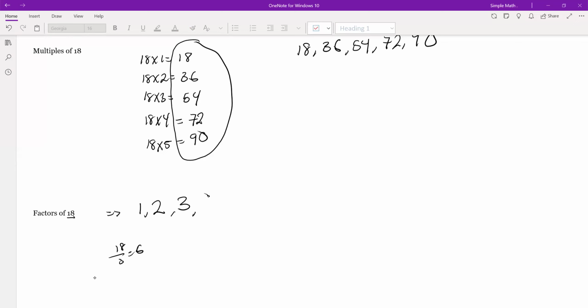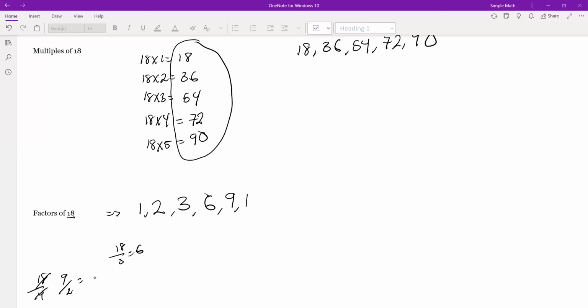4 is not a factor of 18. 18 divided by 4 would give you a fraction. 18 divided by 4 is not a whole number, so this is not going to work. Next one is 6. Next one is 9.